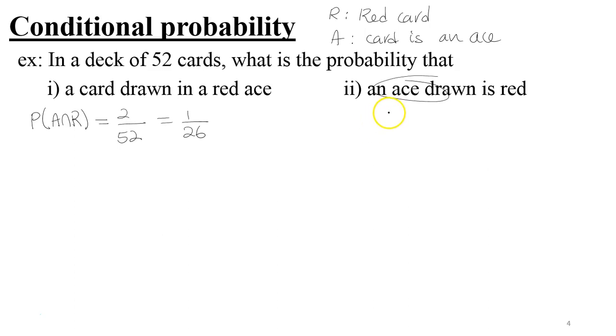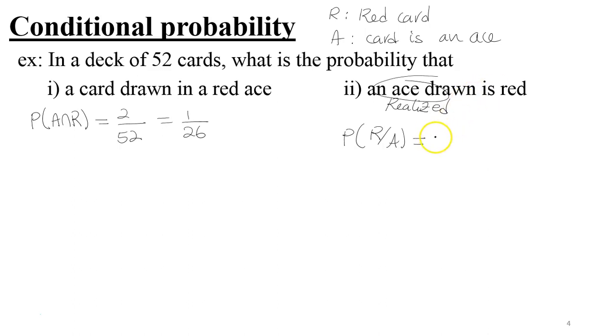So over here, my event is realized, which is having drawn an ace. That is realized. That is my condition. And I want to find the probability that the ace drawn is red. So if we were to find the probability of R given A, I want to find the probability that the card is red, knowing that I have an ace.